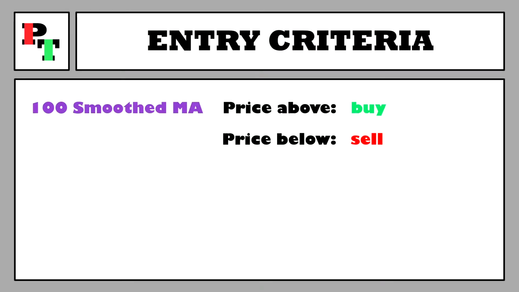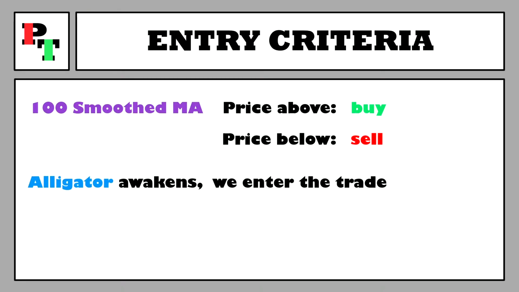Our 100 period smooth moving average is going to set the overall market trend for us. It's our filter. So when price is closed above the average, then we're only going to enter buy trades. And when it's closed below the average, then we're only going to enter sell trades. Then when it comes to the alligator indicator, we'll be taking the default trade of entering once the alligator awakens and the lines are in their order of fastest to slowest.